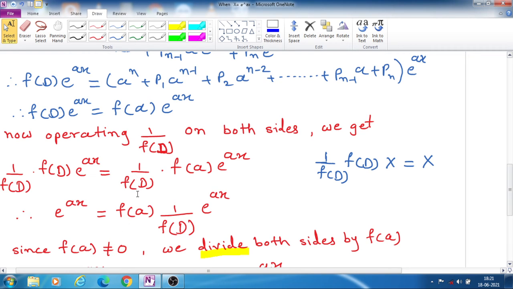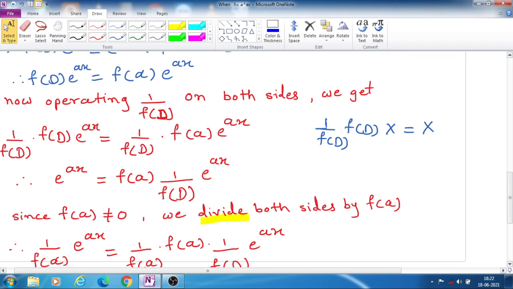So f(a) into this 1 upon f(D) e raised to ax, or when 1 upon f(D) operates on this f(a) into e raised to ax, then f(a) will remain as a constant and we only have to operate 1 upon f(D) on e raised to ax. So we get e raised to ax is equal to f(a) into 1 upon f(D) e raised to ax. Now we want to find the value of 1 upon f(D) e raised to ax.